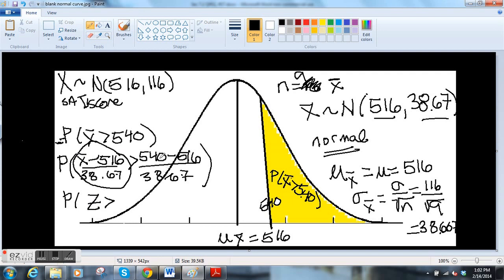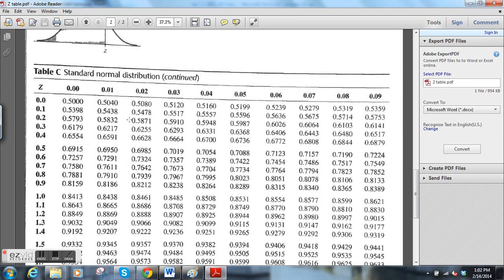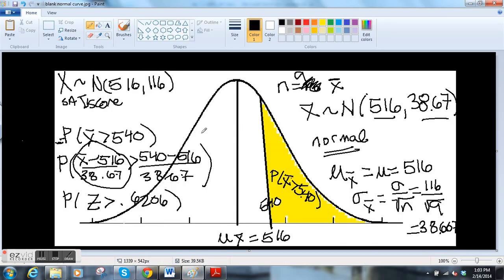I calculate that to be 0.6206. So what's the probability that z is bigger than 0.6206? You go to the z-table. So I'm looking at probabilities. 0.62, right there, 0.7324. But again, the z-table gives you everything on this side.